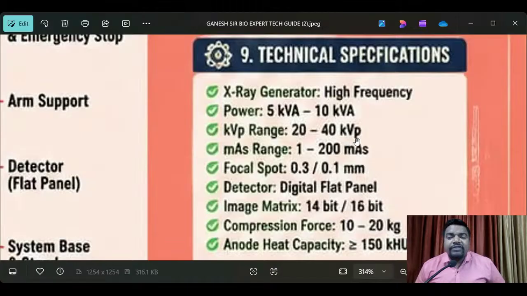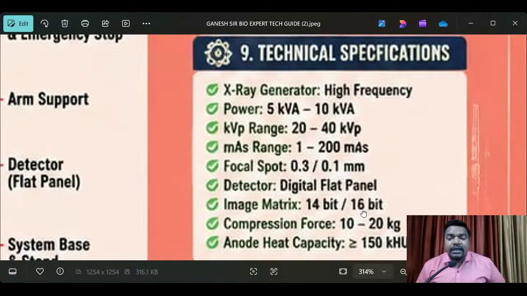20 to 40 kVp, and mAs range 1 to 200 mAs, and focal spot 0.3 to 0.1 mm. Detector: digital flat panel, and image matrix 14 bit or 16 bit, and compression force 10 to 20 gauges. Next, anode heating capacity, greater than or equal to 150 kHU. These are the technical specifications of the mammography.